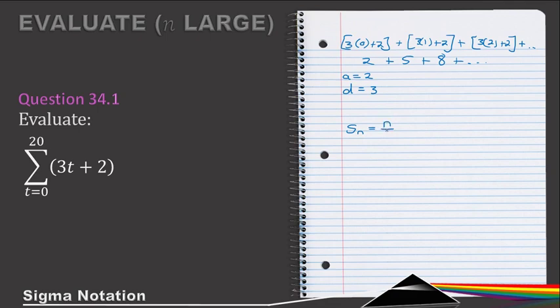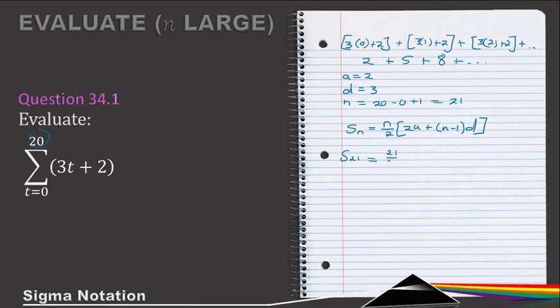So we write down the arithmetic formula for the sum of the series. So that's n over 2 times 2a plus n minus 1 d. Okay, and now just to find n, we say the top one, 20 minus 0. So 20 minus 0 plus 1, and that just gives us 21. And now we just substitute in the value. So we need to find S21 basically.